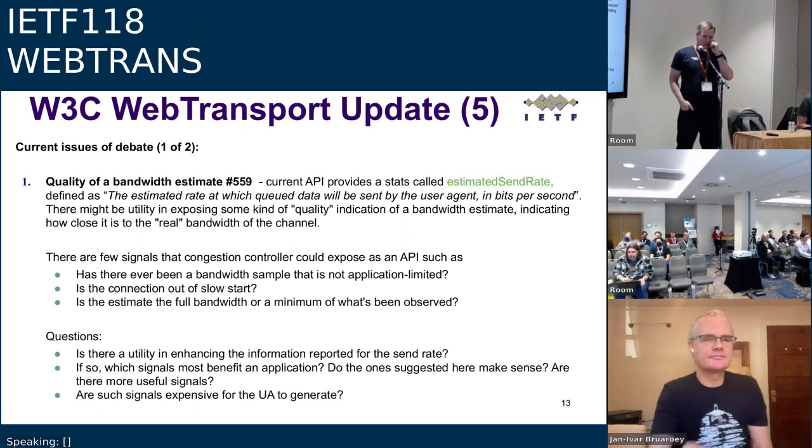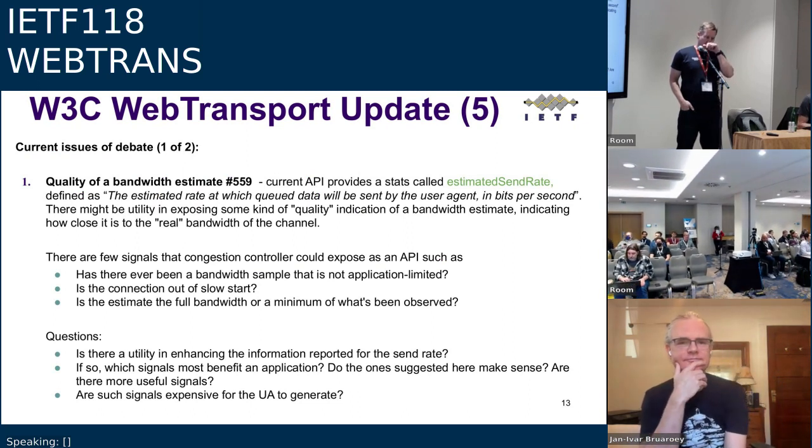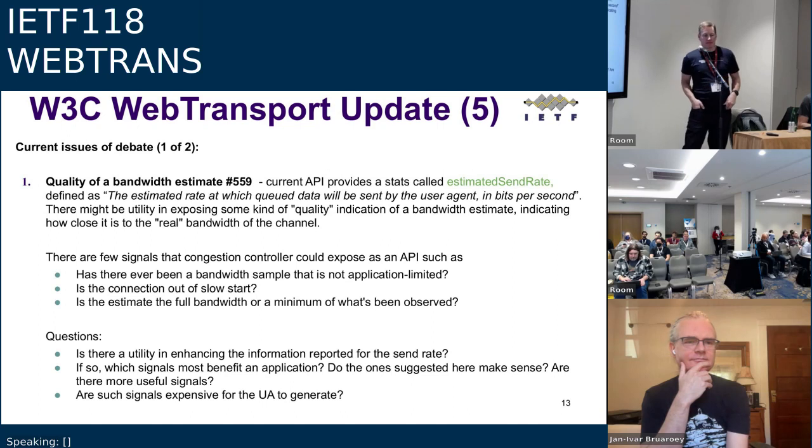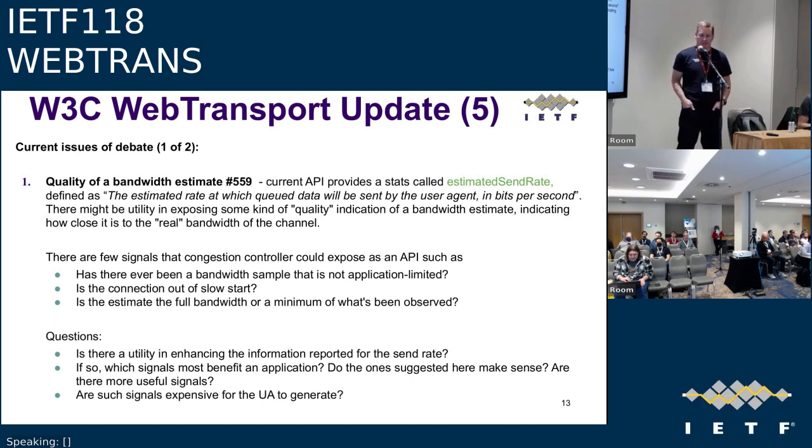So we have an issue we'd like some feedback from this group on. It concerns issue 559, quality of the bandwidth estimate. You can read it faster than I can speak it, but I'll speak it anyway. We have an estimated send rate, the estimated rate at which data queued will be sent by the user agent in bits per second. And Victor was saying there might be some utility in exposing other attributes to give some indication of the quality of this bandwidth estimate, and some examples there.